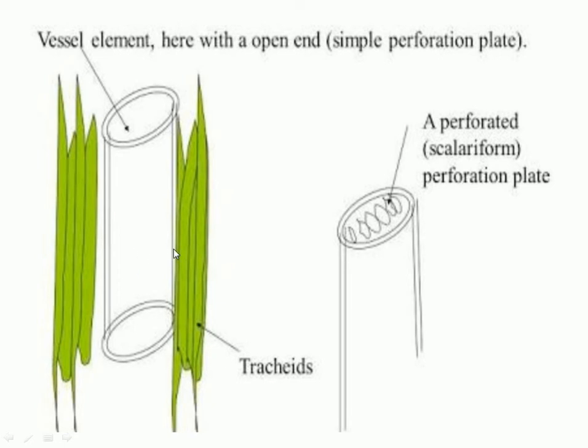So if vessels are absent in a plant, trachea play the important role for the purpose of conduction. The trachea play the important role in conduction in gymnosperms and the pteridophytes, but in the angiosperms both vessel and trachea play the important role in conduction.